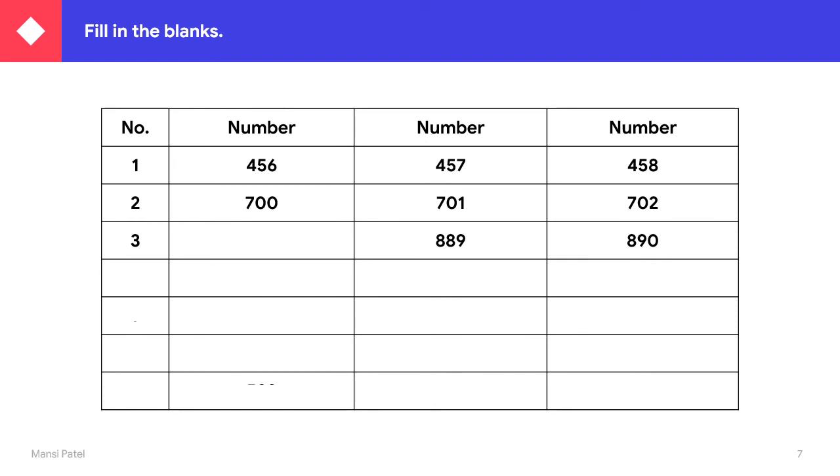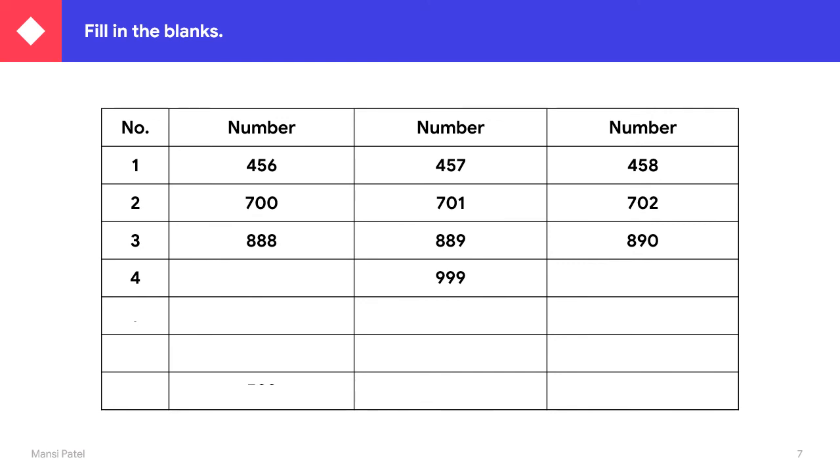889. Now again you see, whenever you have to fill the first box, you just have to see the second box only. You are not supposed to look at the third box. So what comes before 889? We have to put the first digit as it is. And what comes before 89? It's 88. So your answer is 888.